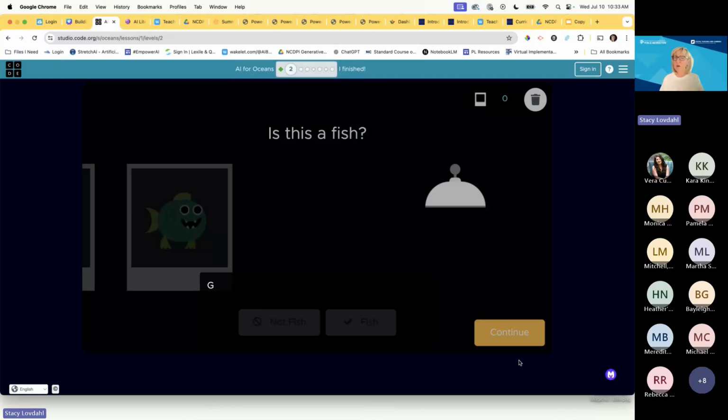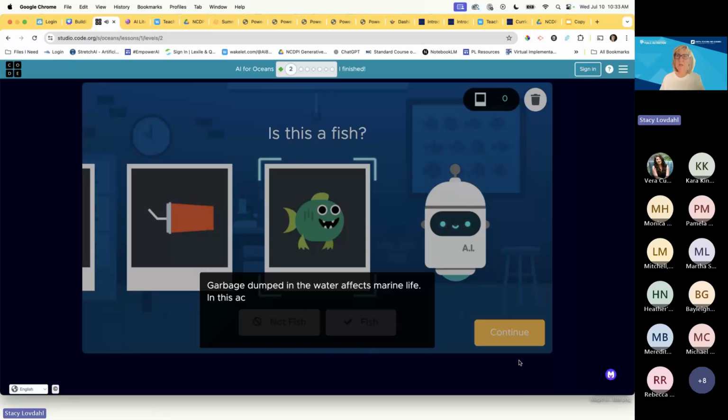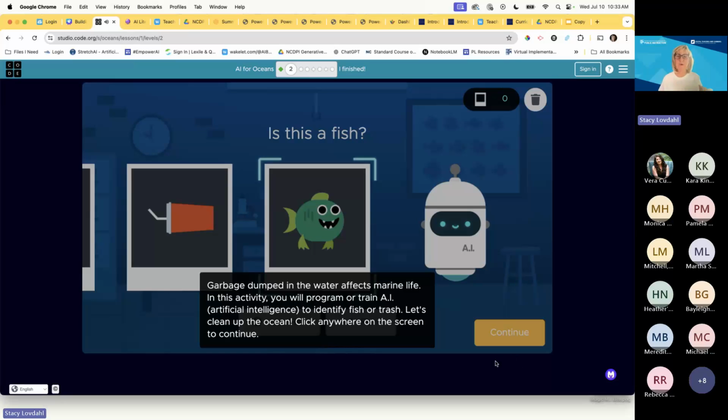It was interesting that they all carried their devices into the room, but almost none of them actually pulled them out. Almost all of them used their phones. So they played this little game to identify the fish versus the trash in the ocean, and not for very long, but just a little bit to give them a little background on machine learning.